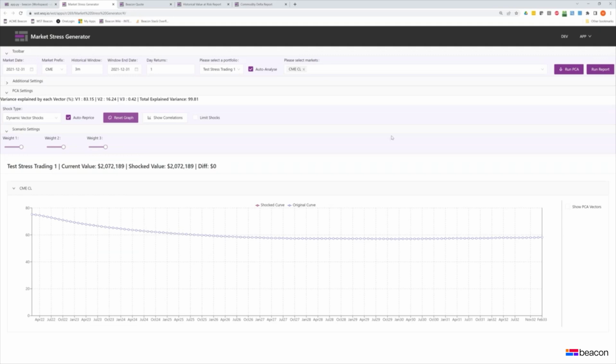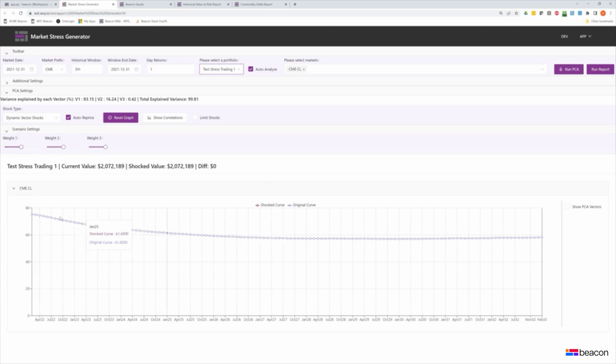So here's an existing Beacon application, our market stress generator. It lets you do ad hoc scenario analysis of how these kind of typical curve shocks affect your portfolio. So it lets you choose which portfolio you're running against. It lets you choose which markets to look at, and then you can run a PCA and then do kind of ad hoc testing.